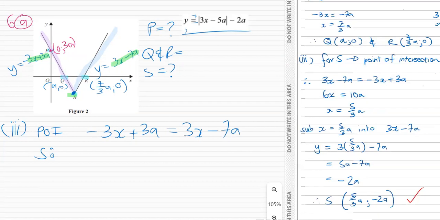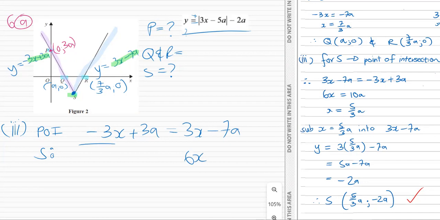A little bit of rearranging. Just always remember what you're trying to get. We're trying to get x on its own. So I always try and make the x positive. So I'll bring both x's to the right. That'll be 6x, so plus 3x on both sides.